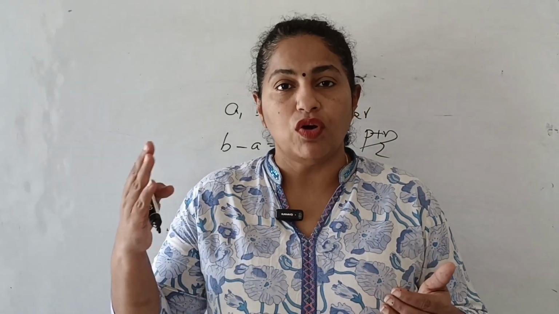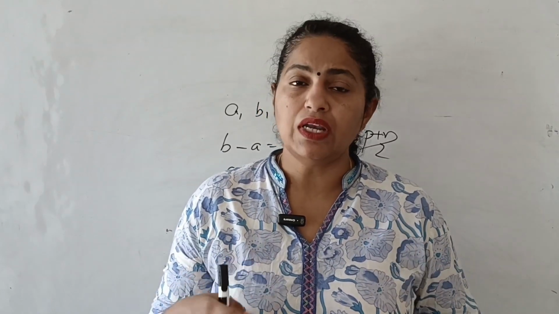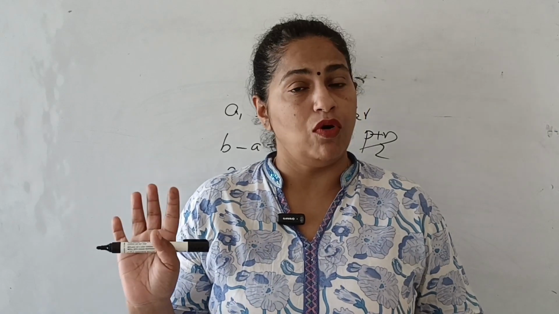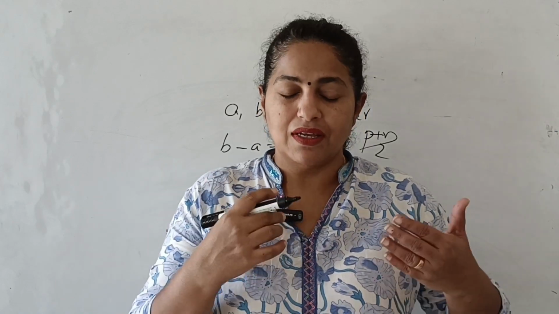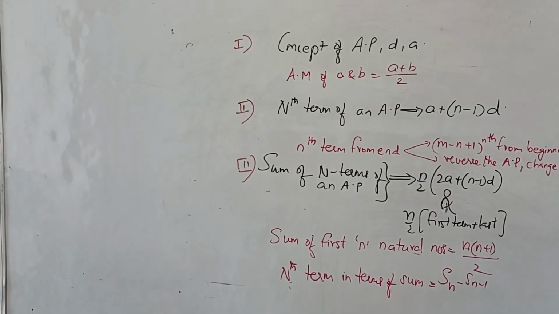Now, let us write down the main formulas of whatever we have done so far, and then proceed on to the sums of n terms of an arithmetic progression. Here you can see that I have written down the main concept and also the derived concept from the main concept in pink ink. So the first one is, you learn the concept of arithmetic progression, the concept of common difference and the concept of the first term.